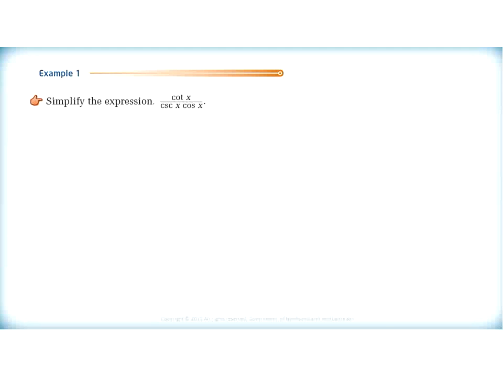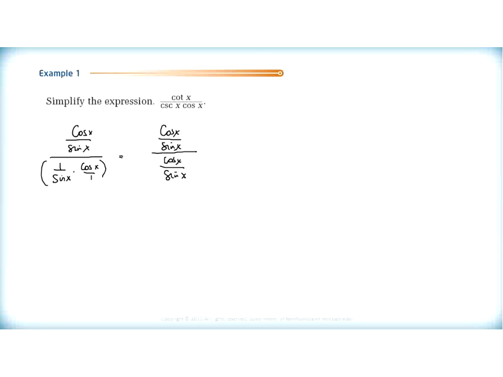Let's have a look at the first example here. Simplify the expression: cotangent x divided by cosecant x times cosine x. So we want to simplify this. Recognizing cotangent is equal to cosine over sine, I'm going to rewrite this as cosine x over sine x divided by, again we're going to rewrite cosecant as 1 over sine, times cosine. This will give me cosine x over sine x divided by, now we need to multiply this together in my denominator, 1 over sine times cosine is cosine over sine.